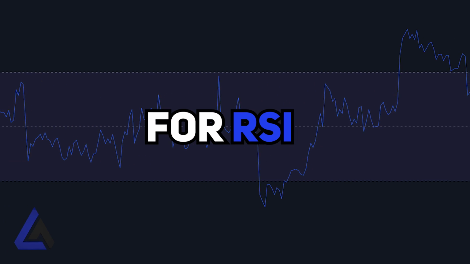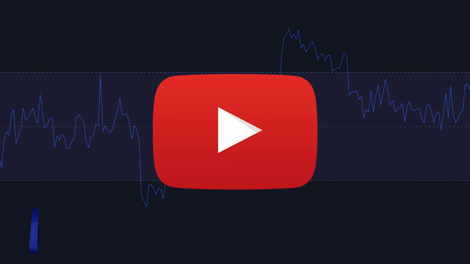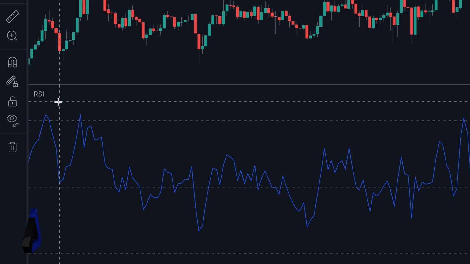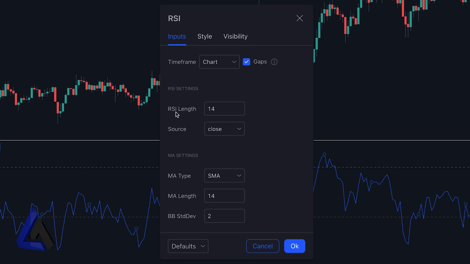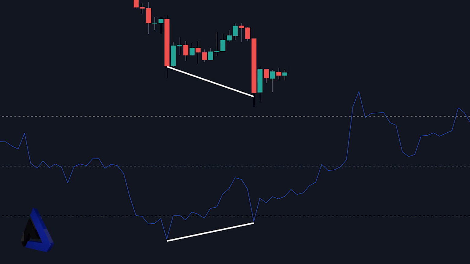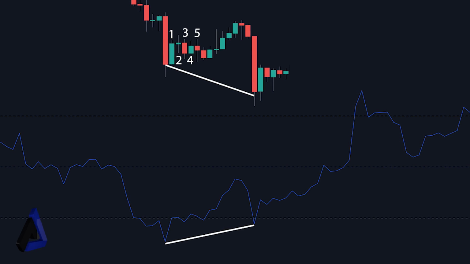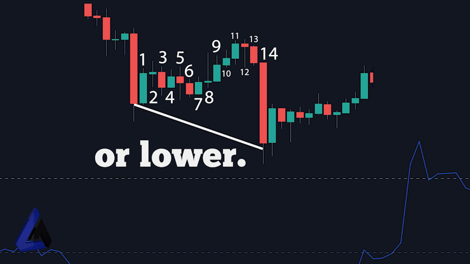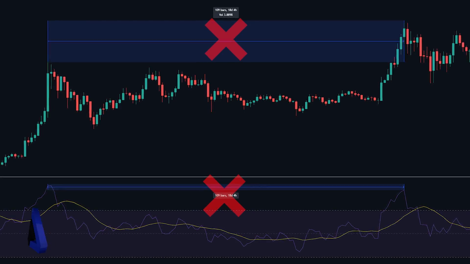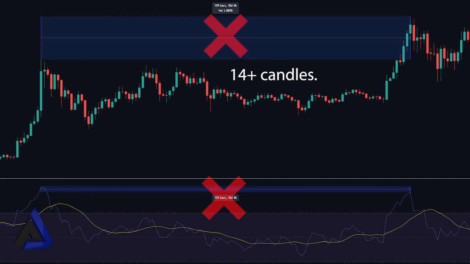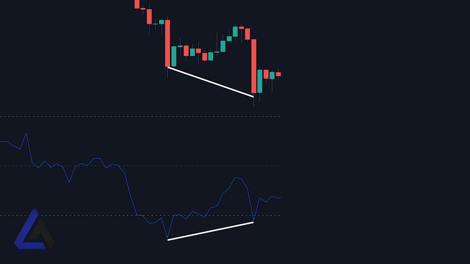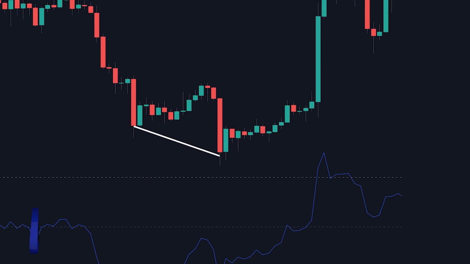And this next tip for RSI is something that I've never seen on YouTube before, and it actually involves the setting within the indicator. So if you've ever gone into the settings of the RSI, you've probably seen the number 14 here as the RSI length. Well, what this means is that we only want to consider divergences on the RSI if there are 14 candles or lower apart from each other. So we wouldn't want to consider this as a bearish divergence because it's way more than 14 bars apart. But for this divergence, we could consider it and put more emphasis on it in our analysis.